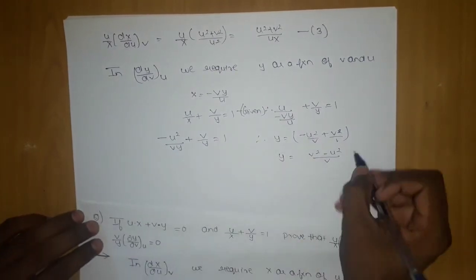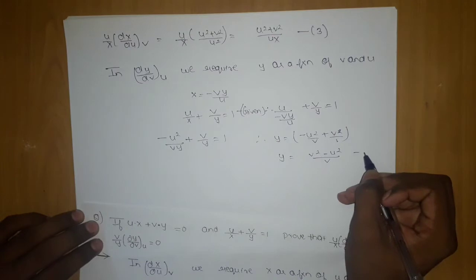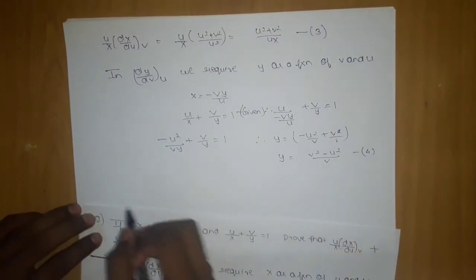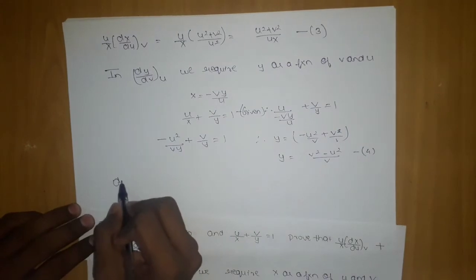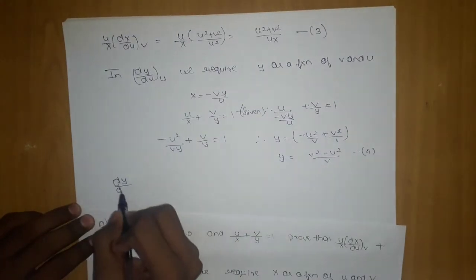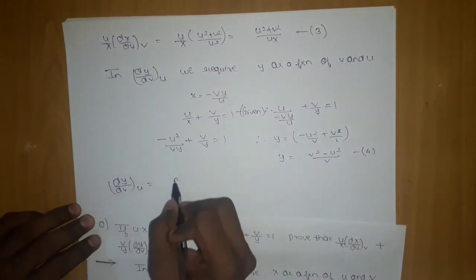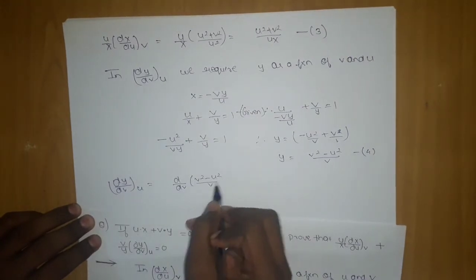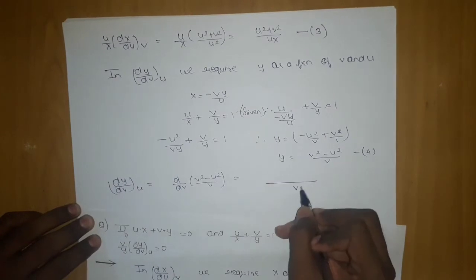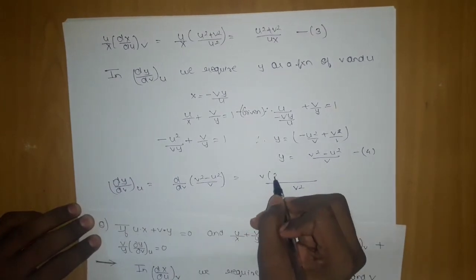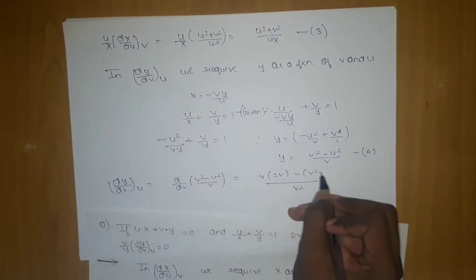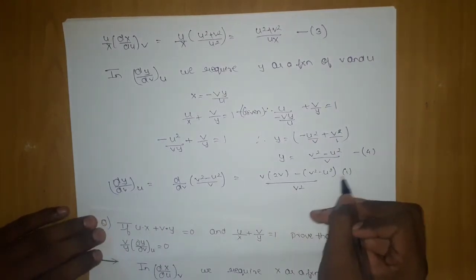Now I will differentiate it with respect to v, keeping u constant. So dy by dv, keeping u constant, is nothing but d by dv of v square minus u square by v, which will be nothing but v into 2v minus v square minus u square, here it will be 1.